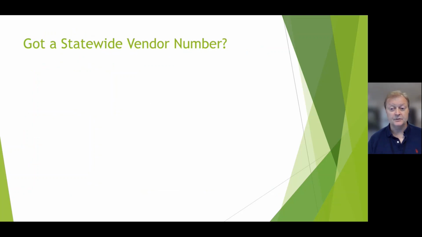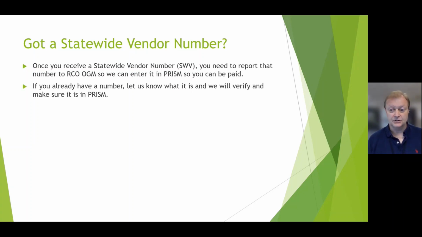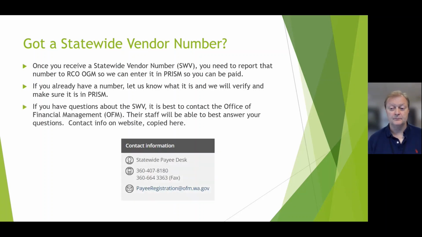Got a statewide vendor number? Once you receive your SWV, report it to your OGM. We will make sure it is in PRISM. If you already have a number, let us know and we'll verify it in PRISM. If there are any questions about your SWV, it's great to contact OFM directly. Here is the contact information.